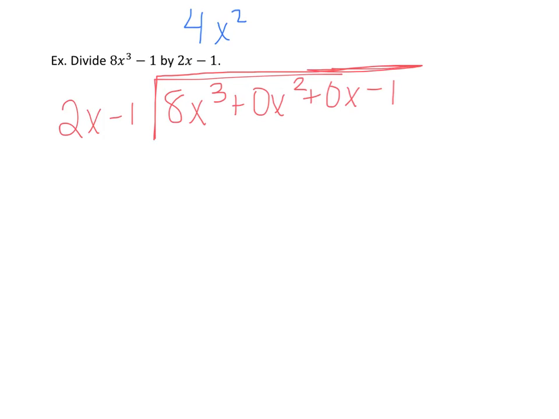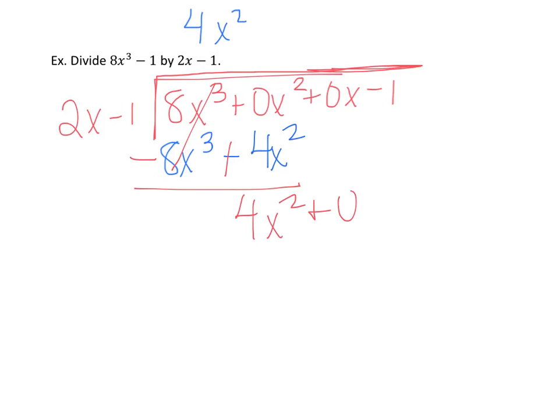Multiply down. 4x squared times 2x, 8x cubed. 4x squared times negative 1, negative 4x squared. Change your signs and combine. They fall out. 4x squared plus 0x minus 1.